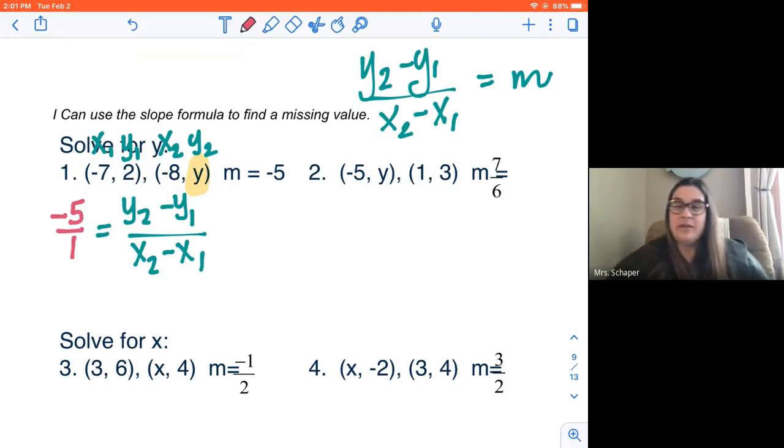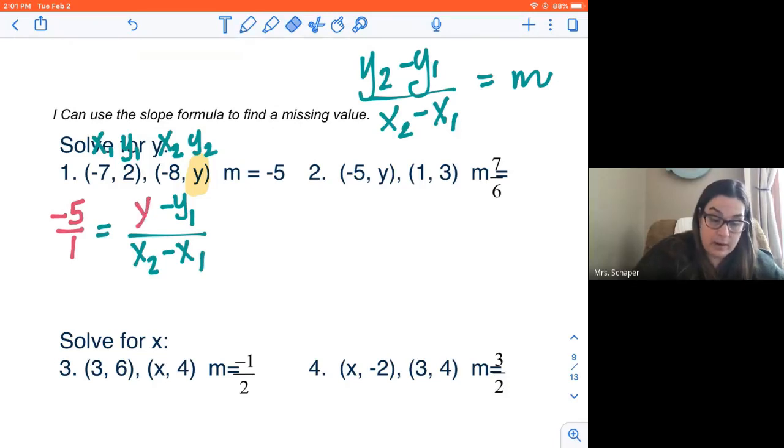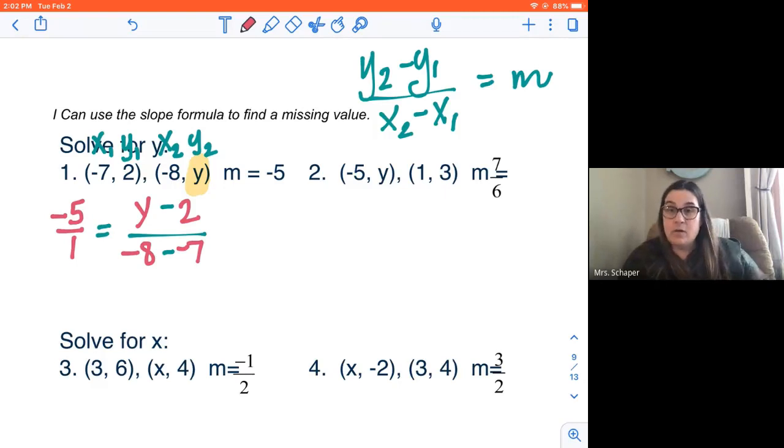And because I want things to be in a fraction so that they're proportional, I'm going to put it over 1, okay? Anything over 1 is itself. Now what I'm going to do is simplify. So y sub 2 is y, and y sub 1 is 2, and x sub 2 is negative 8, and x sub 1 is negative 7. So I'm filling in all of those pieces that I know, and now I'm going to use that cross products, okay? So we're going to do cross products.